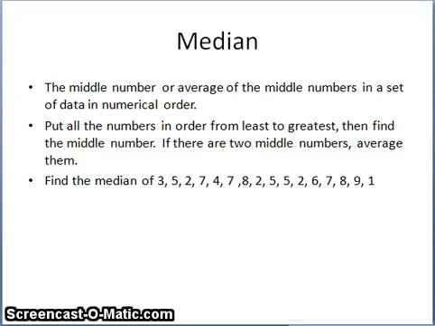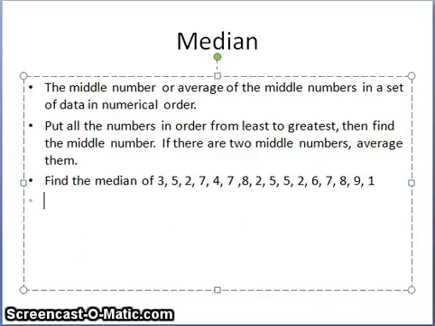Okay. The median. The median is another measure of center. The median is simply just the middle number, or if you have two middle numbers, the average of the middle numbers in a set of data in numerical order. So in order to do the median, the first thing that you need to do is put the numbers in order from least to greatest. So you need to put them in numerical order, then find what the middle number is, or there might be two. So I'm going to show you a way to do this.